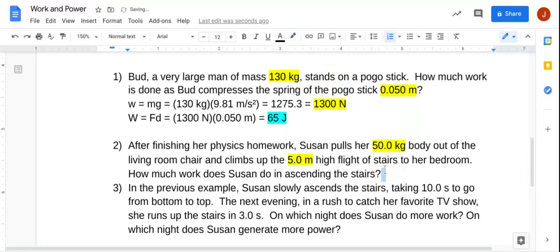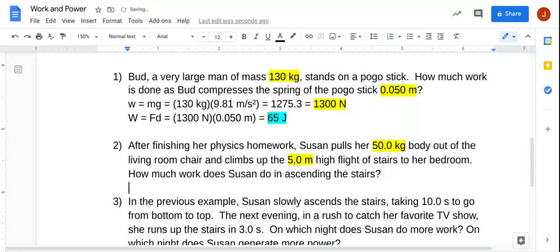Now I have to do the same thing I just did. I have a mass. A mass is not what we need. We need to have a force. And weight is a force, so we're going to convert that. So W equals mg. I'm going to plug in my information here: 50.0 kilograms times 9.81 meters per second squared. I get 490.5. I need to have 3 sig figs.